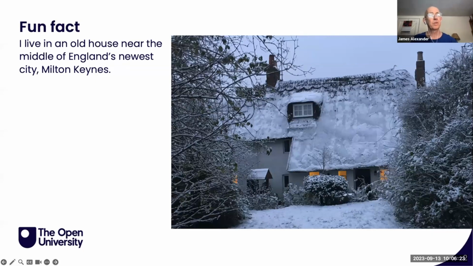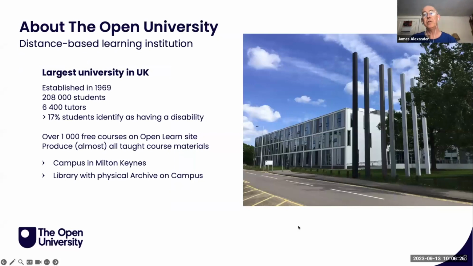Anyway, so about the Open University. Really there are three main points about this. First, the Open University is big. Second, it produces a lot of learning materials that eventually end up at the university's archive. And thirdly, making materials accessible is absolutely a key part of what we do, and indeed of this development.